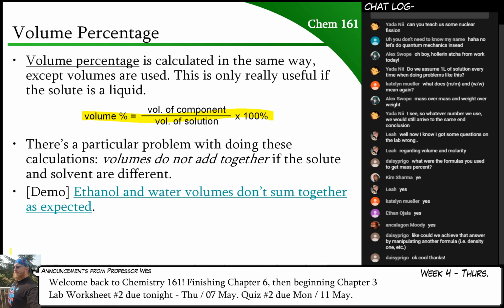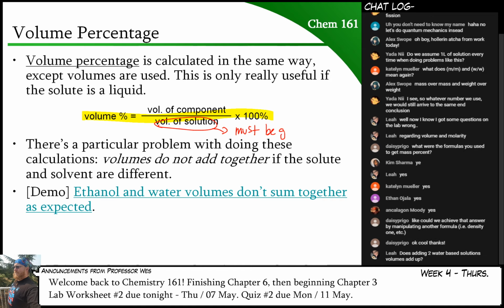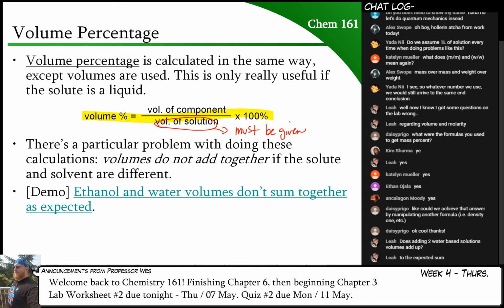Now, as I mentioned on this slide and we saw in the other video, when you add volumes together, they don't sum to what you'd be expecting. So if I give you two different substances and I add them together, I have to tell you what their sum is. And if I don't, then you can't solve the problem. It's impossible.